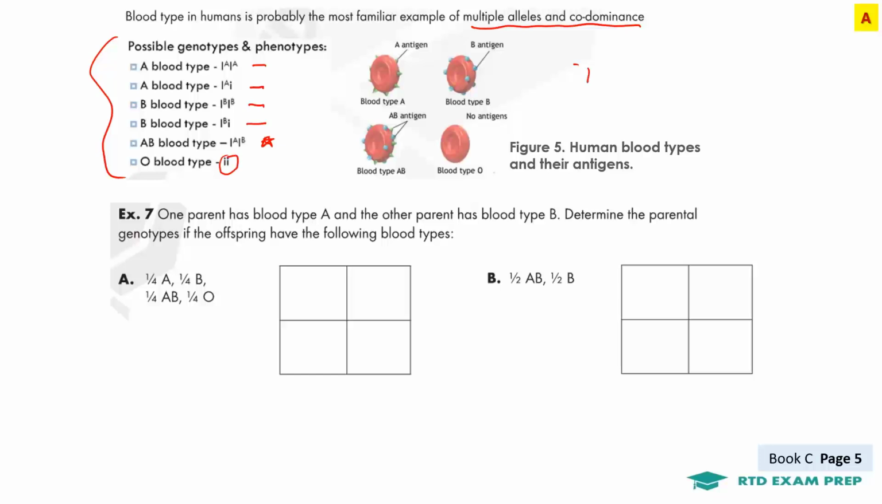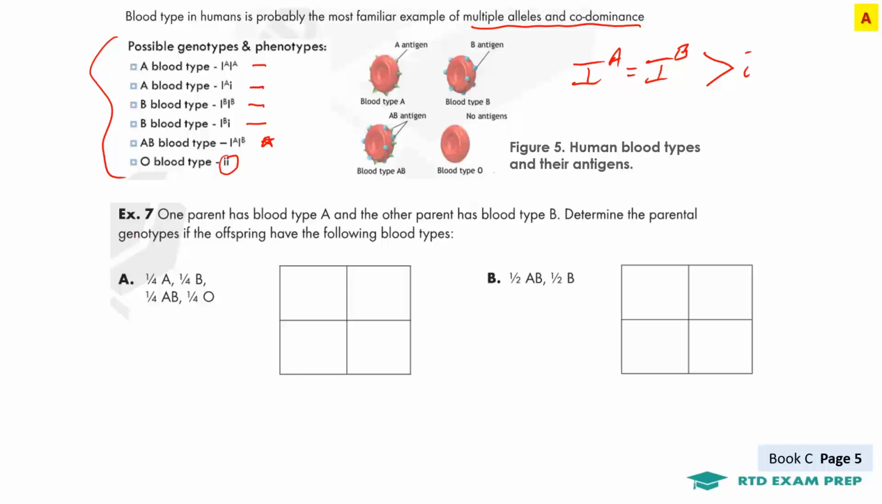This formula used to be on our data sheets: IA is equal to IB, so that shows us the codominants, which are both greater than blood type O. Let's take a look at example 7. One parent has blood type A and the other parent has blood type B. Determine the parental genotypes if the offspring have the following blood types.